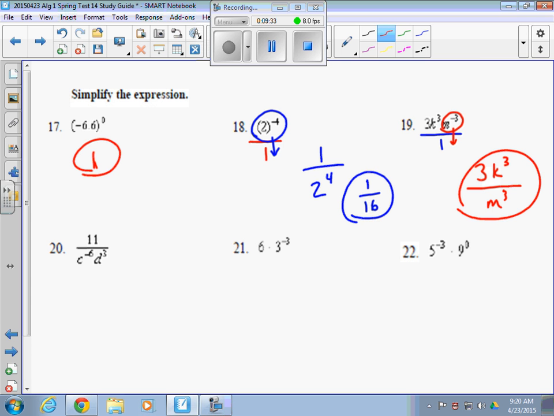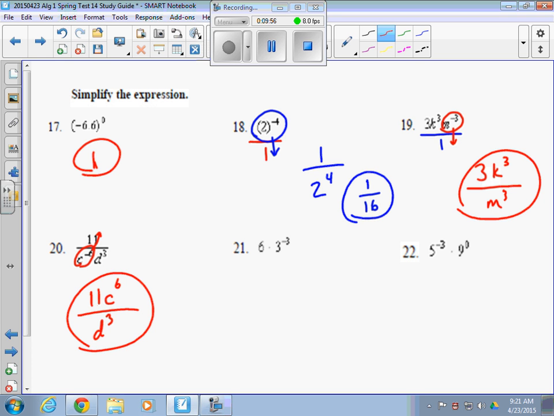Same thing for number 20, but it's already in fraction form. The only thing that's being raised to a negative exponent is c. It rides the elevator up. So 11 stays on top, c comes up and becomes to the positive 6th, and d stays right where it is on the bottom because it's raised to a positive exponent.